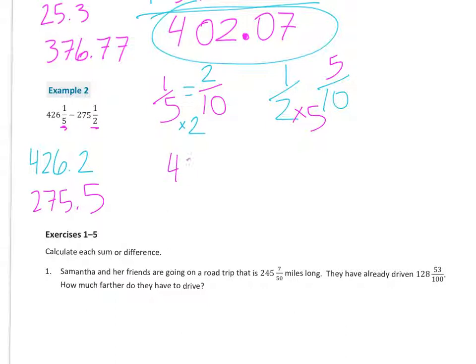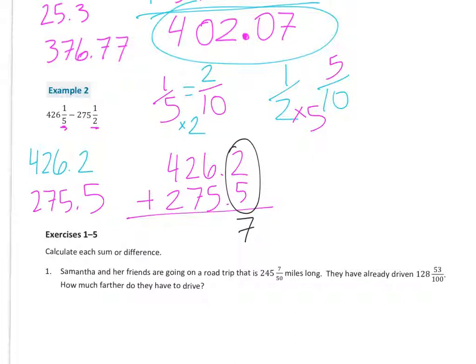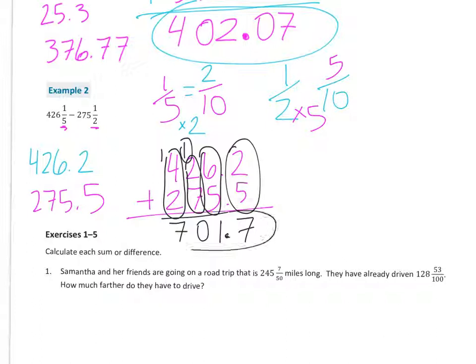Then we just have to line everything up and add it together, making sure to keep track of our decimal. So we've got, over here, we've got 2 plus 5, 7. 6 plus 5 is 11, and we're going to carry our 1. So 2 plus 7 is 9, plus our 1 is 10. Carry that 1 again. 4 plus 2 is 6, plus 1 is 7. Let's make sure that decimal gets dropped back down. Boom. 701 and 7/10.